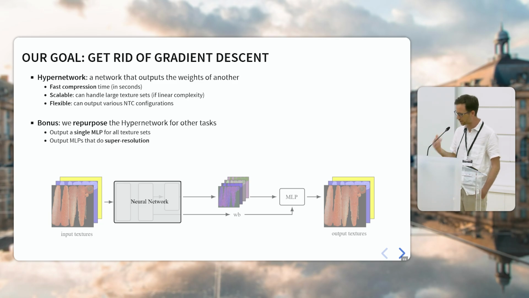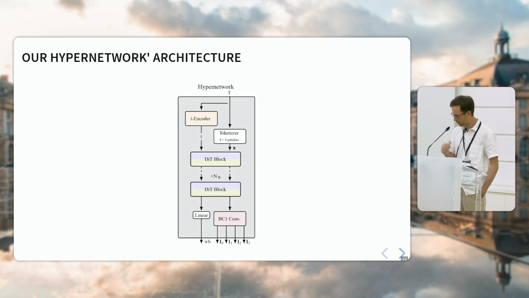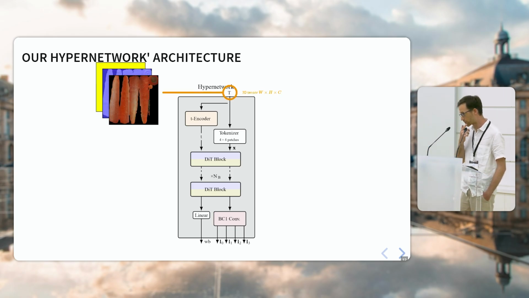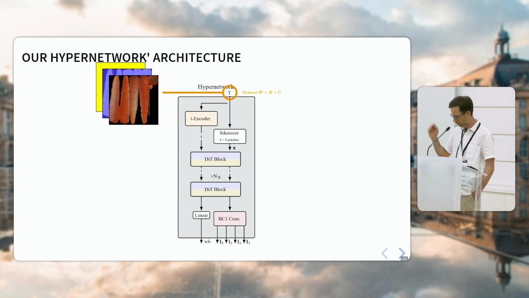But first, let's have a look at how the hypernetwork is structured. This is an overview of the architecture. It's not something very clever either. It's quite standard, but there are subtleties here and there that need to be tackled. So as input, it takes the texture set as a 3D tensor, well, 4D if you have the batch size, but let's not take care of it right now.